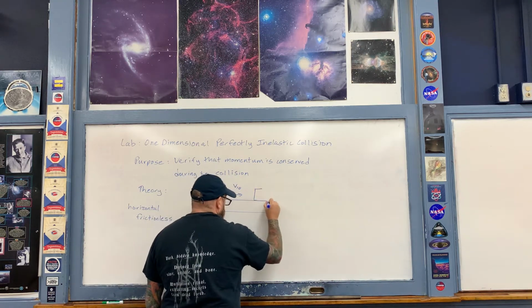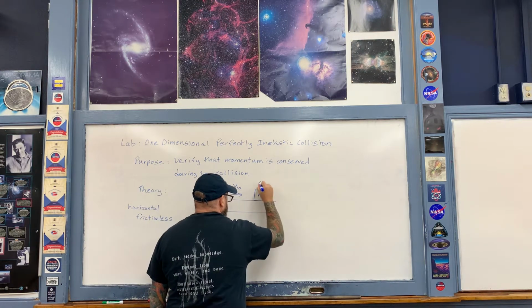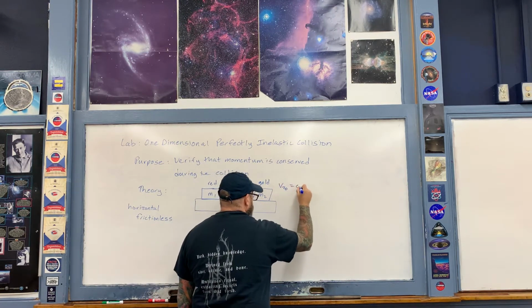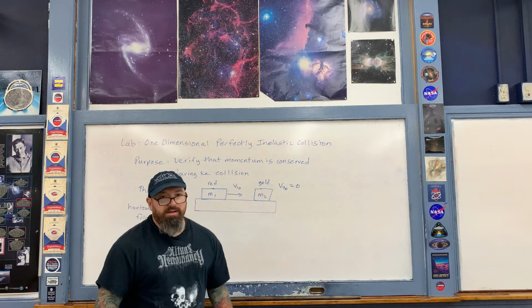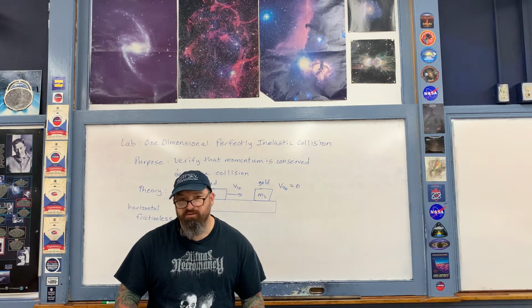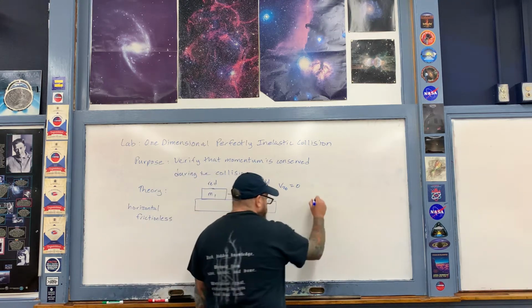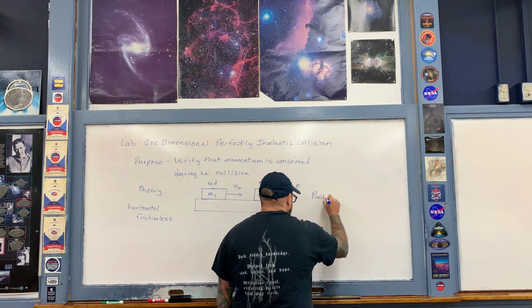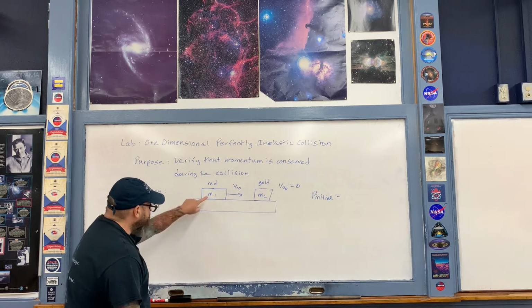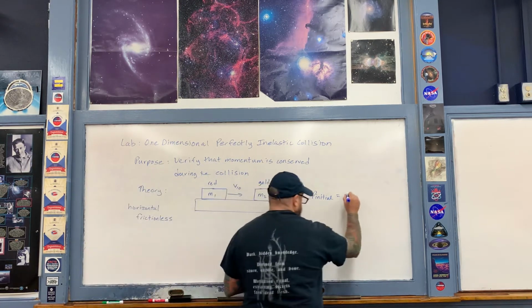Okay, and then we have the gold cart here. This guy we're going to refer to as M2. The gold cart is initially at rest, so V2 naught is equal to 0. Let's go ahead and total up the initial momentum of the system. That is the total amount of mass times velocity. We're going to refer to this as P initial. So the total amount of momentum of the system prior to the collision is simply M1 times V1 naught.